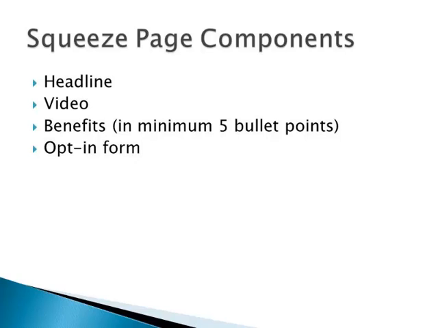Squeeze page components. Headline, video, benefits in minimum 5 bullet points, opt-in form. There are 4 basic components to a squeeze page. The headline, the video which is going to play a very big part in converting your visitors into subscribers. The benefits written in a minimum of 5 bullet points. And last but not least, the opt-in form where you collect the names and email addresses of your visitors.